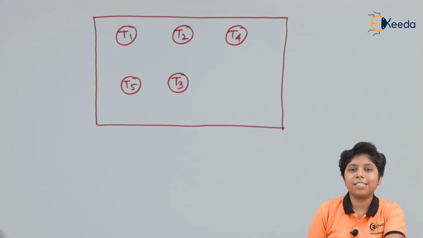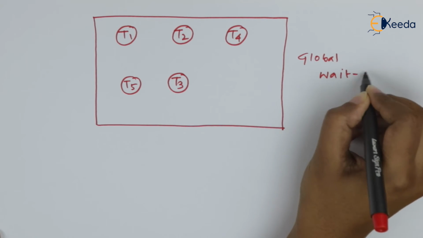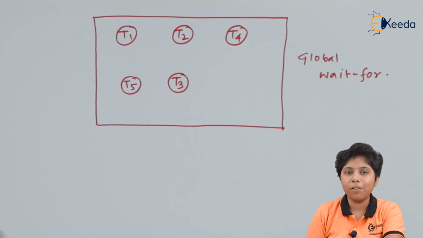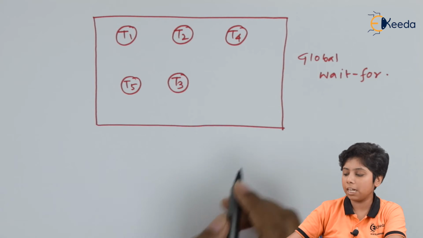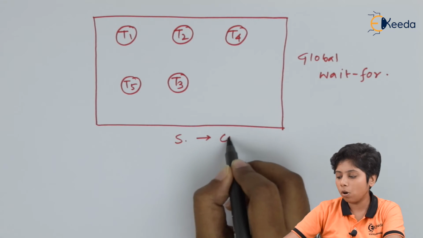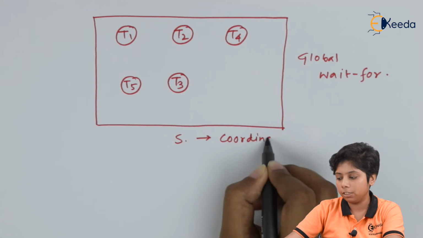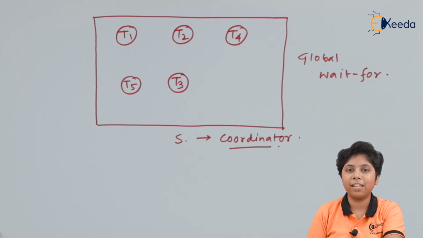Now, if we use the global unique identifier, this is my global wait-for graph. In this global wait-for graph, we combine the local wait-for graphs, as there is one coordinator, which we can say is a single-system coordinator. That means it is now considered as one single site S, being the coordinator of this deadlock detection. So what does a coordinator do? The coordinator performs the combination of these local wait-for graphs.